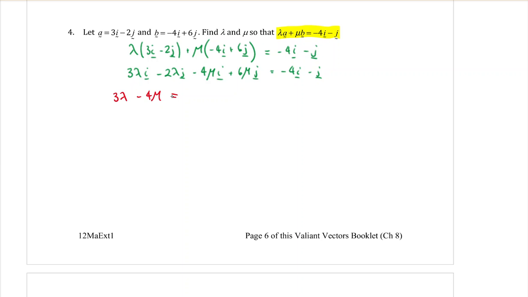On the right-hand side, in front of my i I have the number minus 4. So I'm taking all the coefficients. I'm saying, well, the coefficients of those ones on the left have to be equal to that minus 4 that's on the right. Yeah? Now let's do the same thing with our j's. On the left, I have a minus 2 lambda and a plus 6 mu. And on the right, that has to be equal to a negative 1.